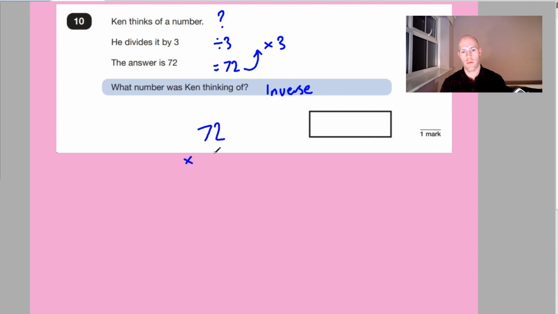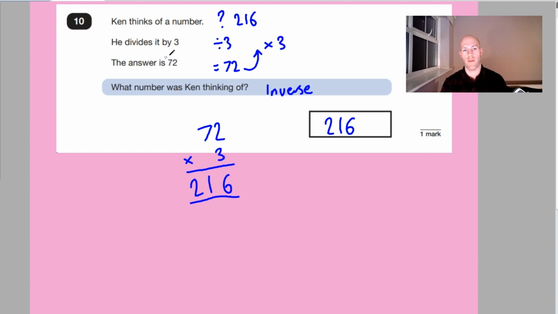72 times 3. Do my ones column first. 3 times 2 is 6. 3 times 7 is 21, 216. And then as I'm writing it, I'm going to do a very quick check. Plumb that in here. Put it instead of my question mark. 216 divided by 3. Does that sound about right for 72? Does that make sense as an answer? Yeah, it does. He's got a number. He splits it into 3 pieces and it's 72.